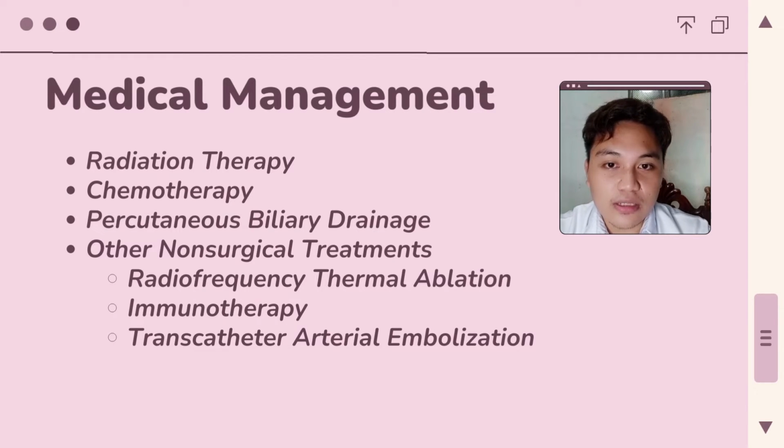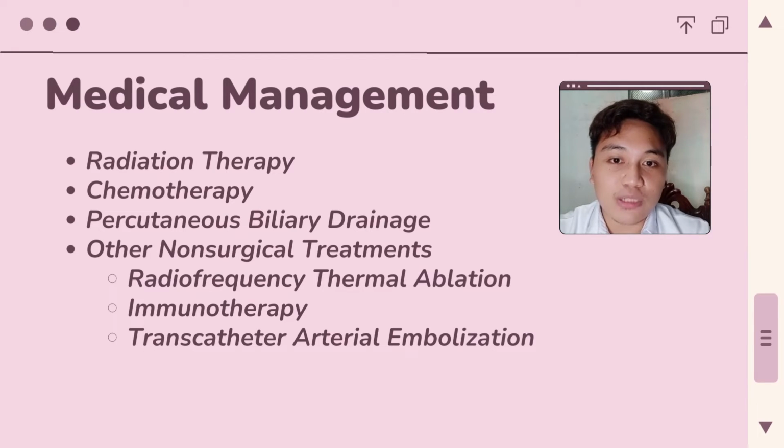Next is immunotherapy, which is another treatment modality under investigation. In this therapy, lymphocytes with anti-tumor activity are given to the patient with hepatic cancer. Tumor regression has been demonstrated in patients with metastatic cancer for whom standard treatment has failed.